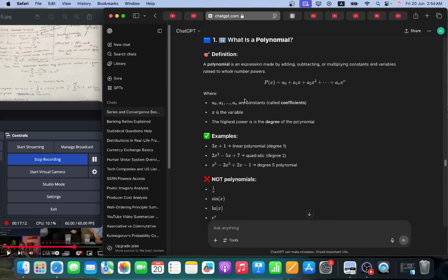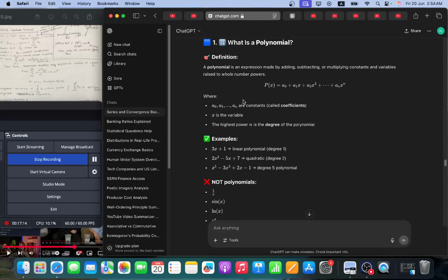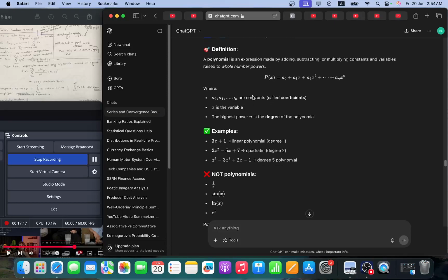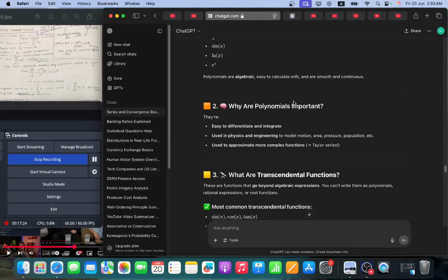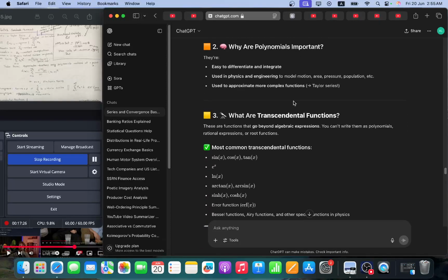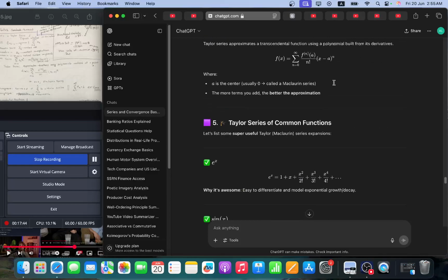The a's are coefficients because they're constant, right? Constant coefficients. It's the variable that changes. The highest power n is the degree of the polynomial. Not polynomials are these. Why are polynomials important? We can easily differentiate and integrate them, and they are used in physics and engineering to model motion, area, pressure, population, etc. They are used to approximate more complex functions, and that is like Taylor series. What are transcendental functions? These are transcendental functions.